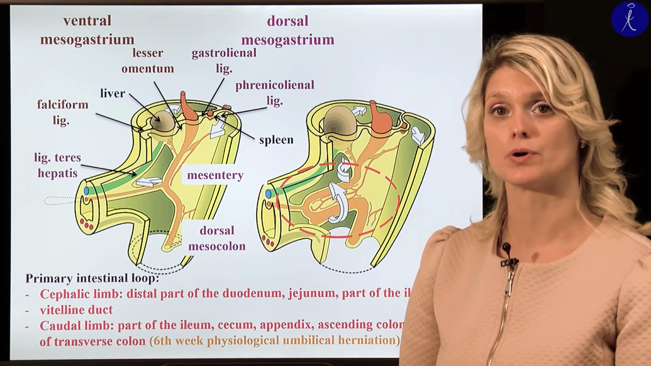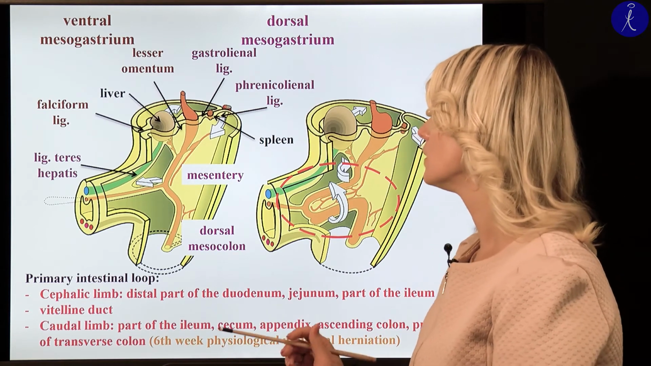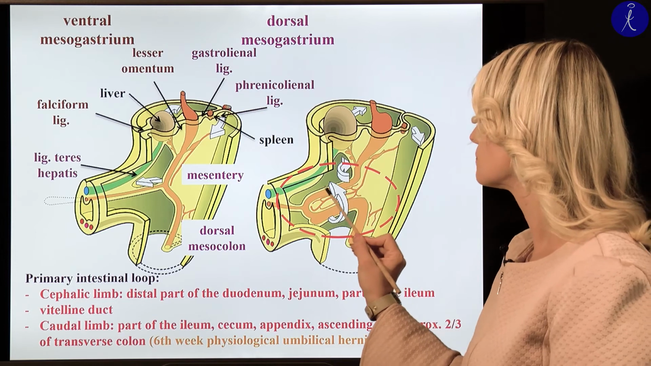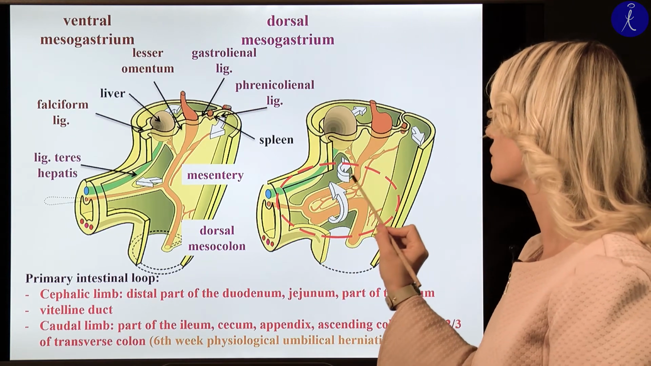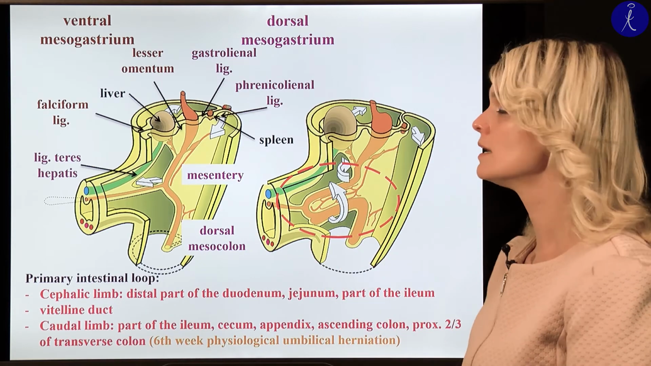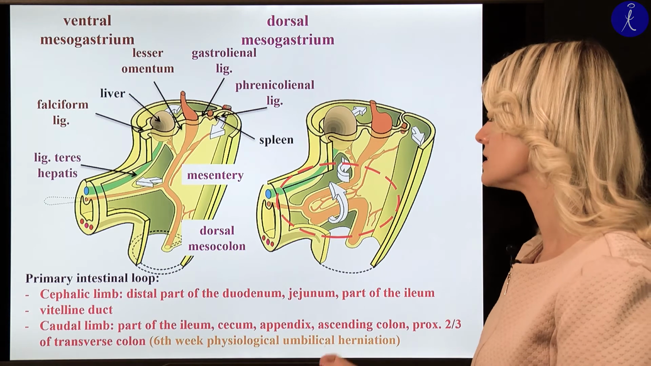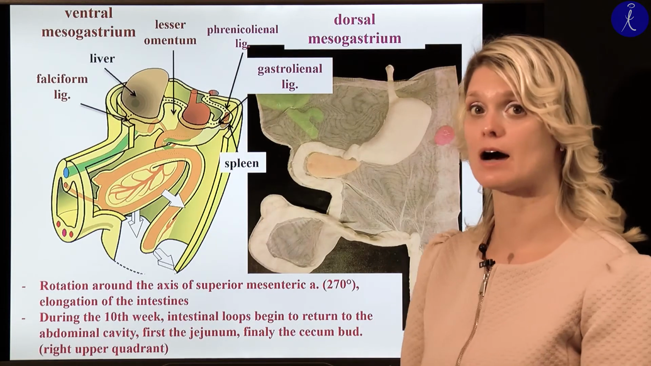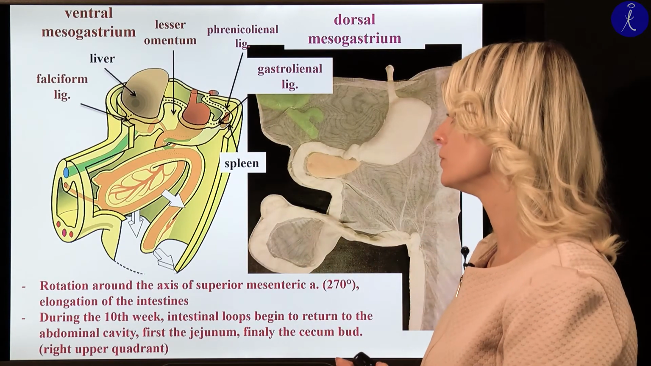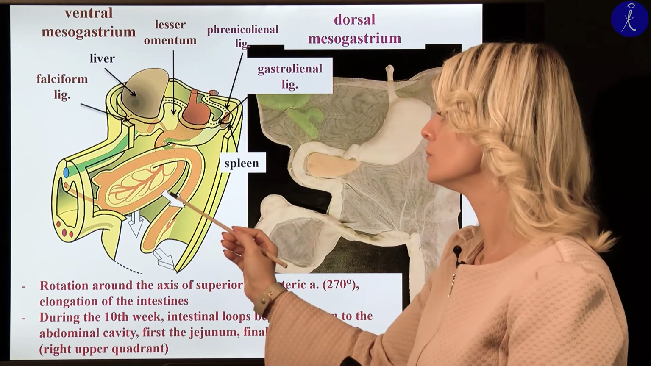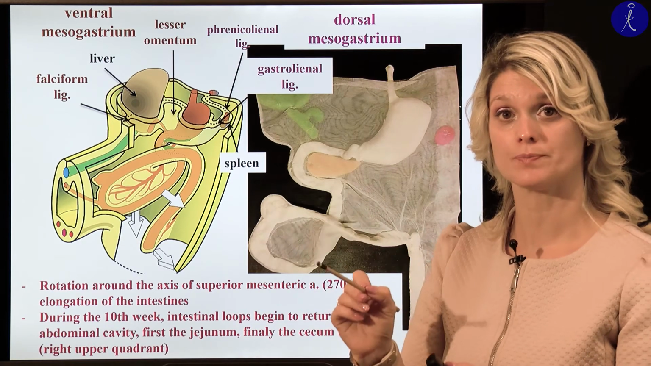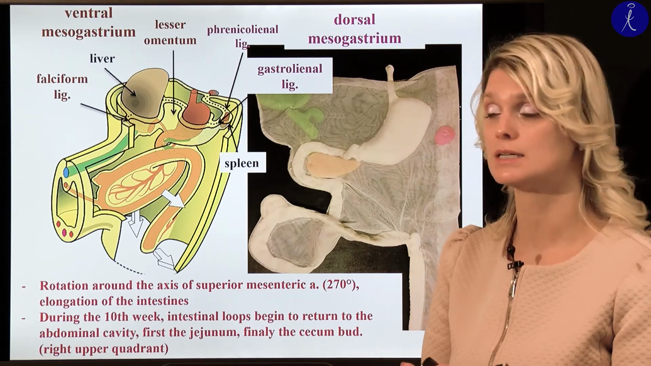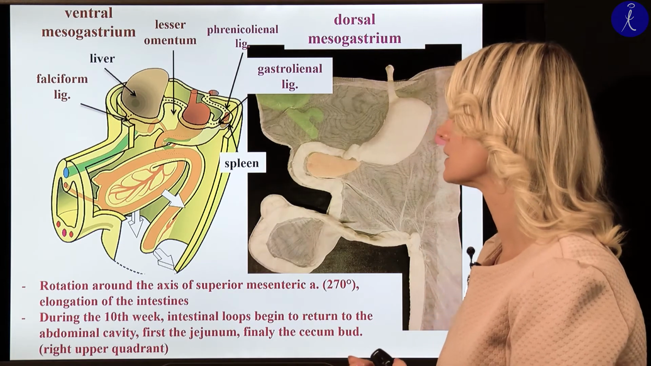It is really important to know that at week 6, we do not have enough space within the developing abdominal cavity, and you see that this primitive intestinal loop will bulge to the umbilicus and form a physiological umbilical herniation. What's happening after? This primitive intestinal loop will form a rotation around an axis, and the axis will be the artery of the midgut, which is the superior mesenteric artery.